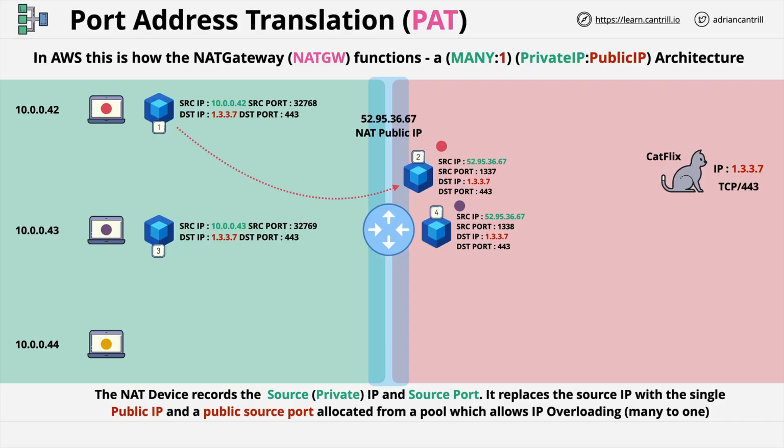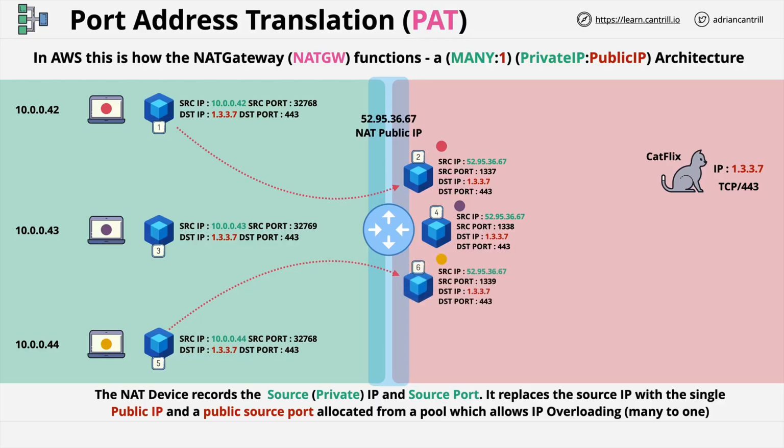Now if the bottom laptop, the yellow laptop, generated a packet, note how this time the source port which is randomly assigned is the same source port that the top or red laptop is using for the same connection. But the same process would be followed. The NAT device would pick a unique source port to allocate, and it would translate this packet. It would change the source IP address from the private IP to the single public IP, and it would change the source port of 32768 to a unique new source port, in this case 1339.